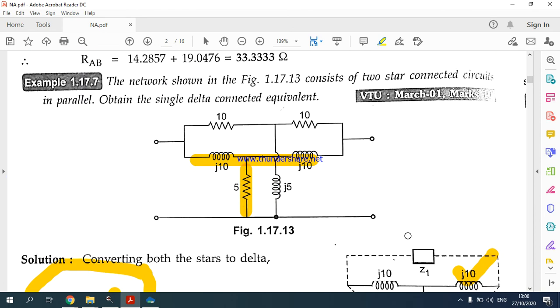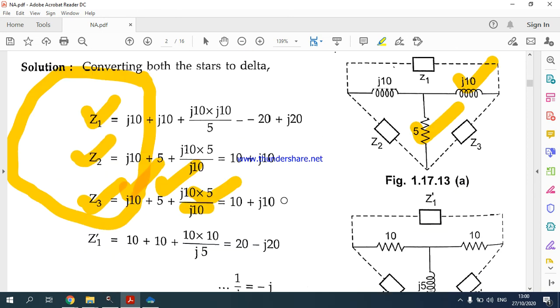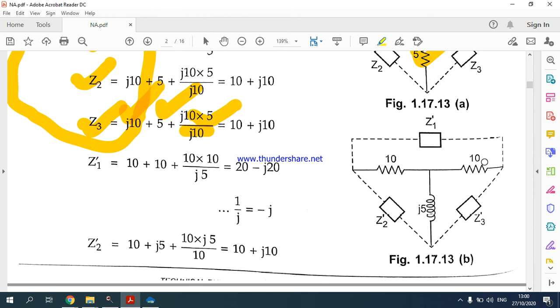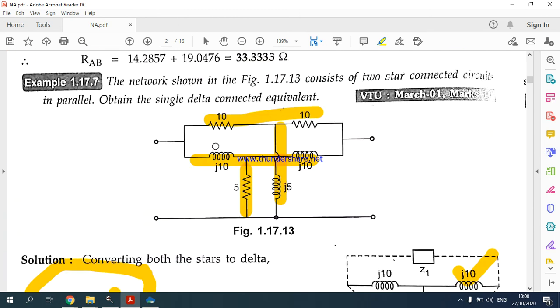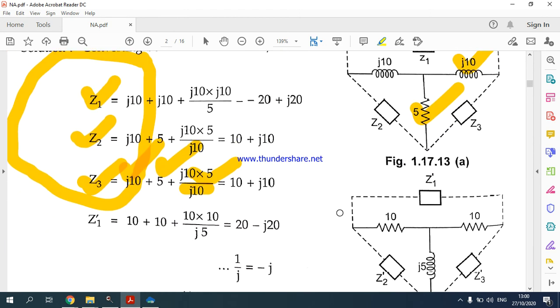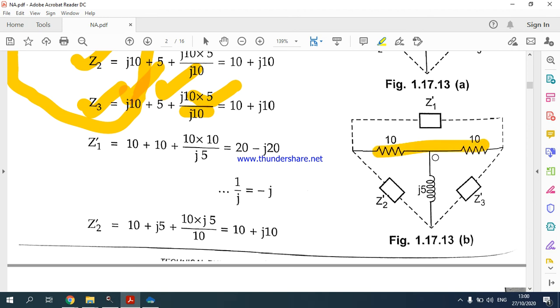Next, if you want to get this T connection, draw this T connection once again: 10, 10, j5. 10, 10, j5. You have drawn, no? Wait for a second.